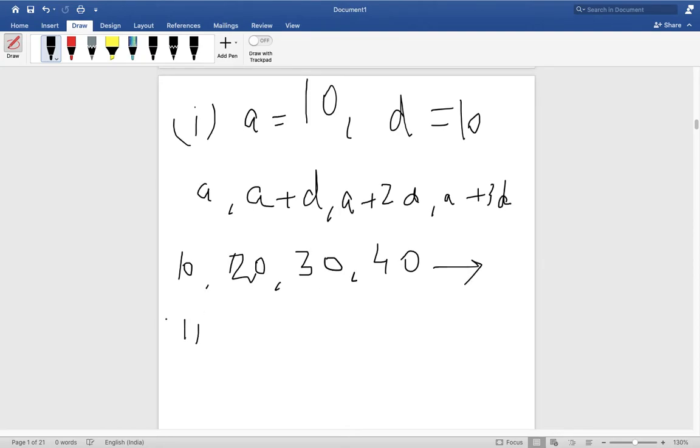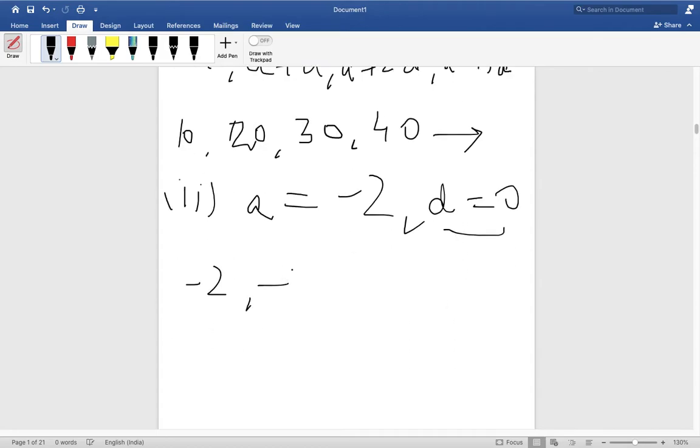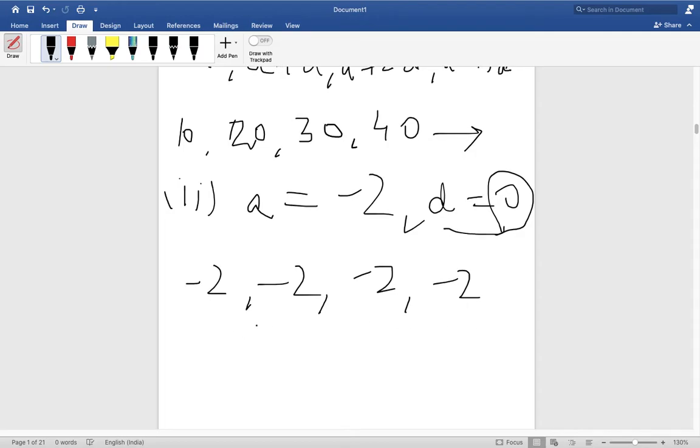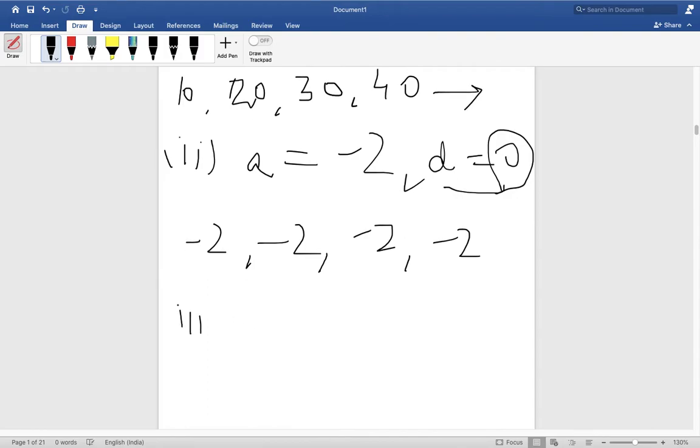Now, second case. A is minus 2 and D is 0. So when the common difference D is 0, of course it's an AP, but your series will just stay the same, because the common difference is 0. Whenever you add 0 to any number, it just stays the same. So A is minus 2, A plus D is also minus 2, A plus 2D is also minus 2, A plus 3D is also minus 2. So the first 4 terms will be minus 2, minus 2, minus 2, minus 2. That's it. It's done.